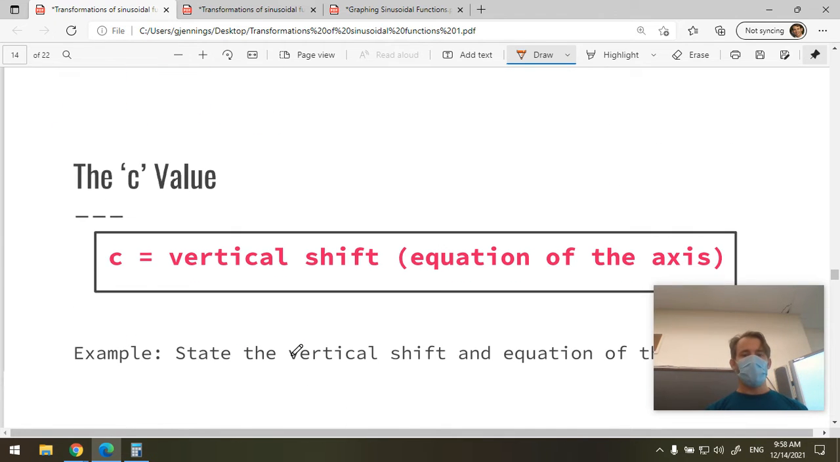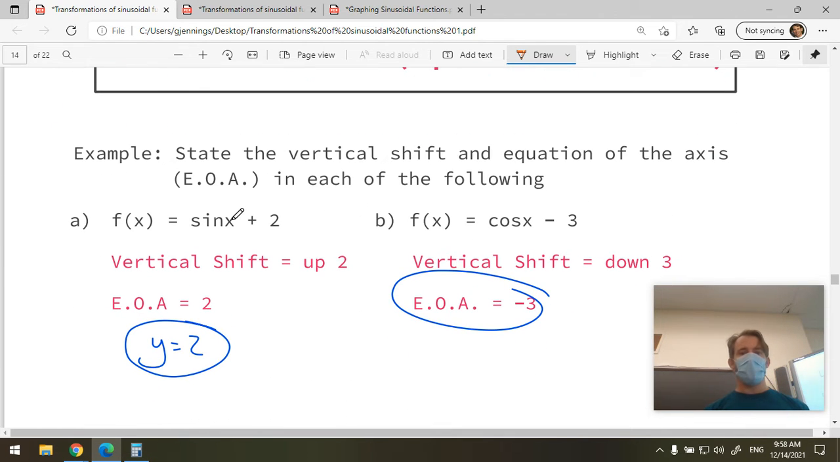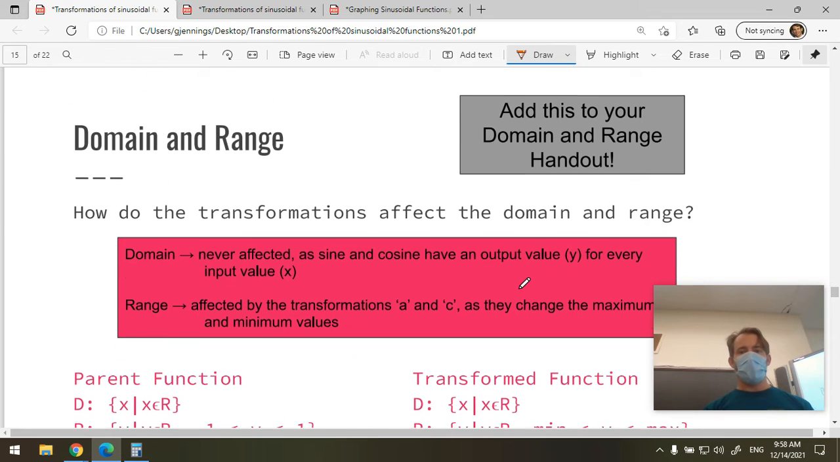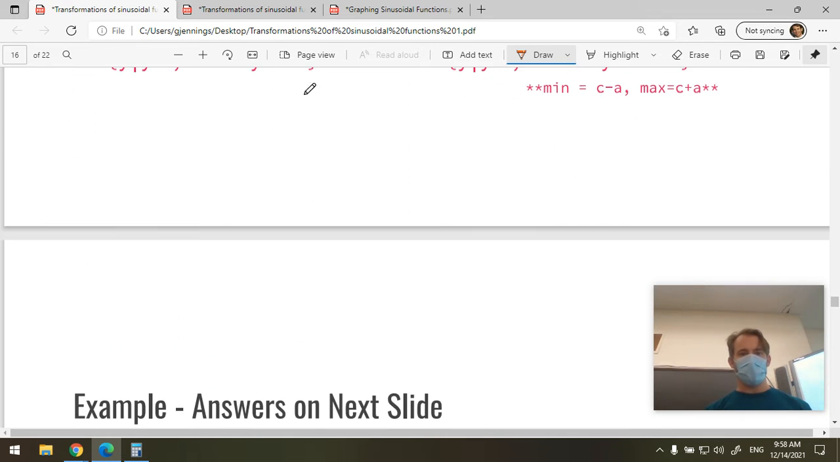And then we can take a look at things like sine x plus 2. Well, that has an equation of an axis of y equals 2. Cos x minus 3, that has an axis of y is equal to minus 3. And yeah, domain and range, we're not going to talk about domain and range.